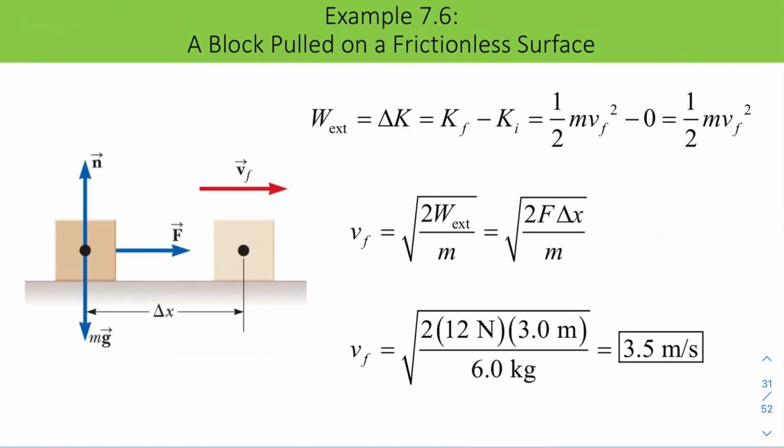So we are going to apply the work-kinetic energy theorem. W external on the object is equivalent to delta K, or K final minus K initial, half mv final squared minus 0. Why is it 0? Because the block starts from rest, so our V initial is 0. The equation is finally simplified. We rearrange because we are interested in V final, and then substitute the rest of the information. Your V final is 3.5 meter per second.